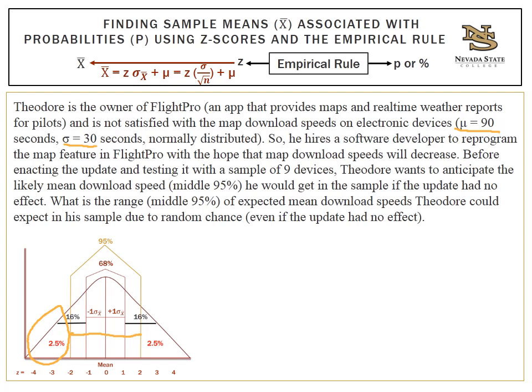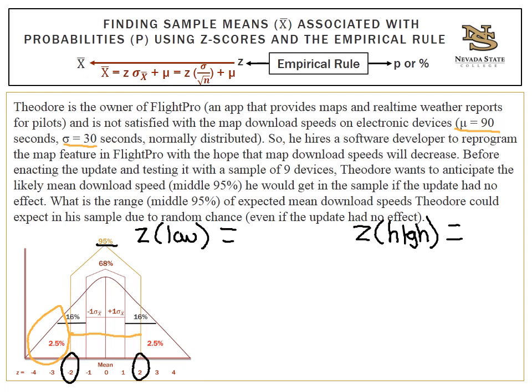First, we've got to figure out the z for the high end and the z for the low end. Z low and z high. All right, so let's take a look at this. Middle 95%. Low end of that is here, high end of that is here. So the z-score for the low end is -2. The z-score for the high end is +2.